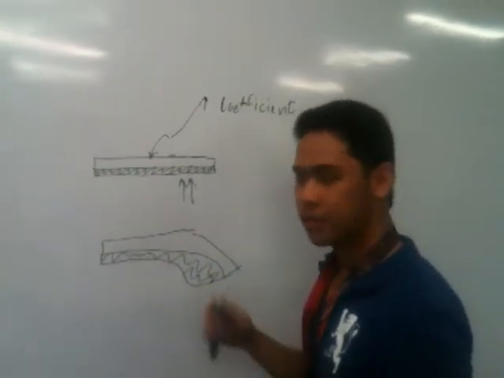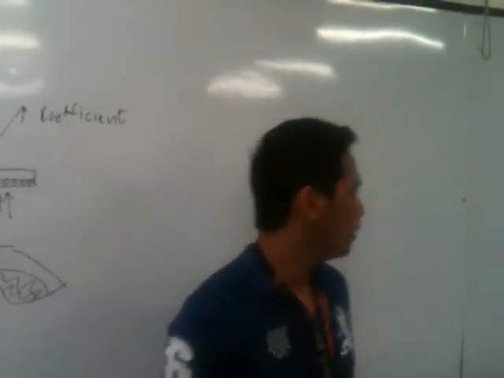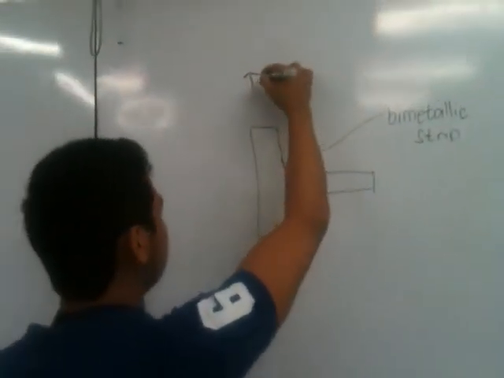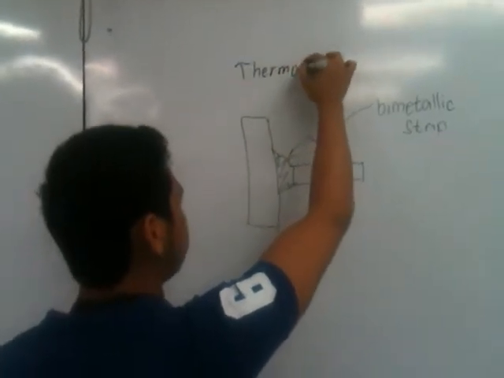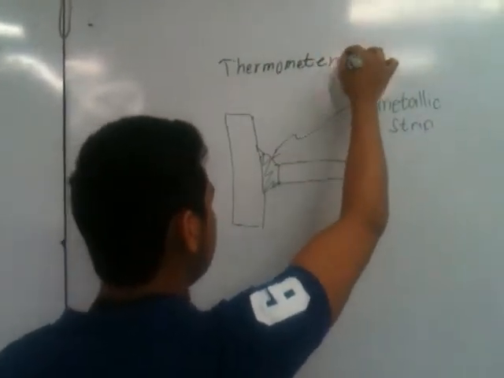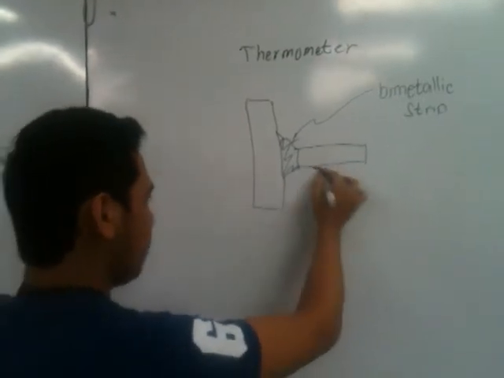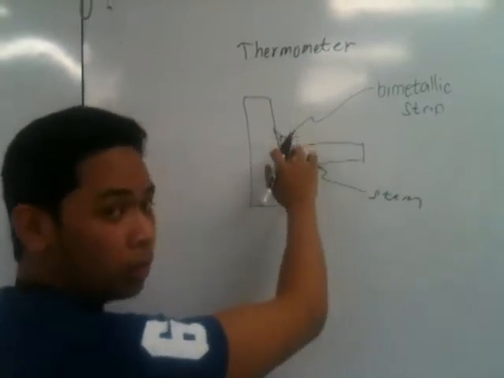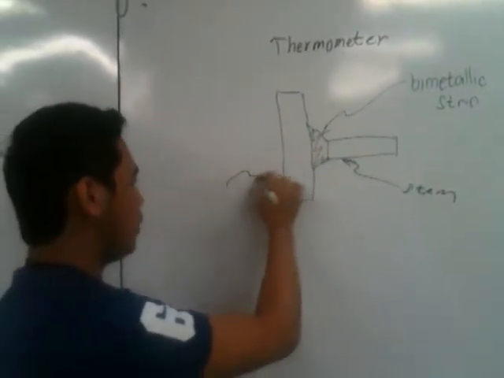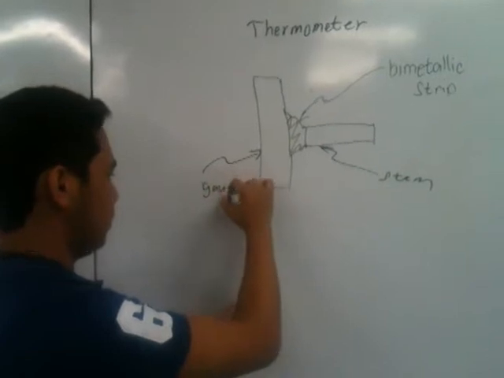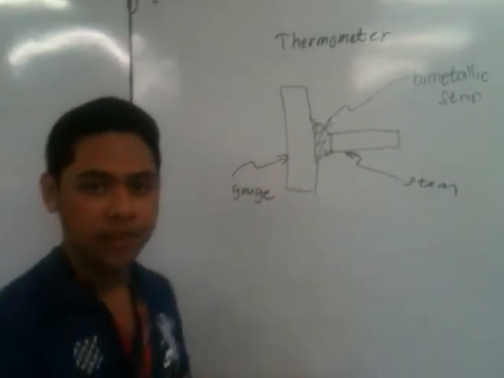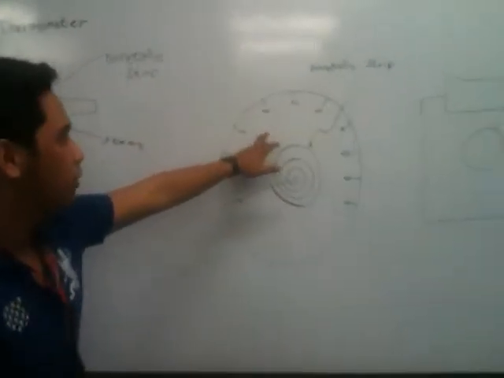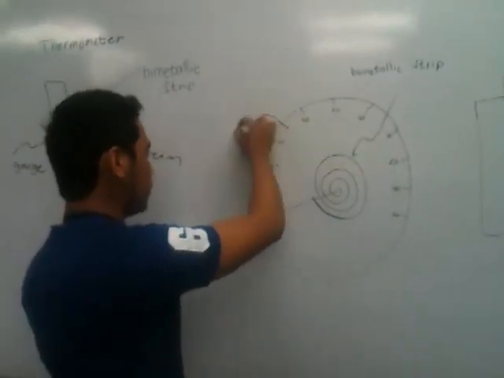We're going to proceed to the applications of the bimetallic strip. For example, this is the thermometer. This is the stem of the thermometer. This is the bimetallic strip or coiled bimetallic strip, and this is the gauge. For simplification of discussion, we will use this representation for the bimetallic strip and the gauge.